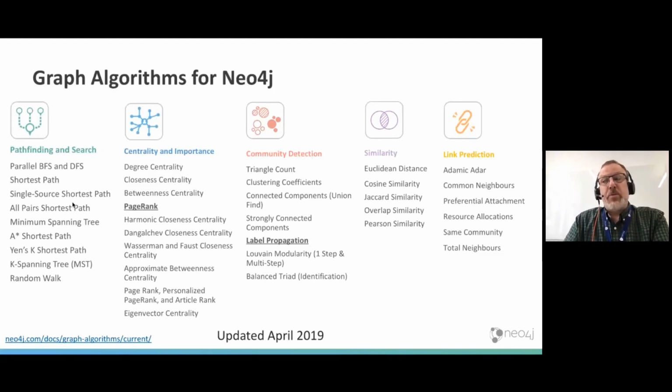We're going to be looking at label propagation, which is one of the community detection algorithms, but there's quite a few in here. Louvain is quite a famous one, and I use triangle count quite a bit, actually, in the context of social networks as well.